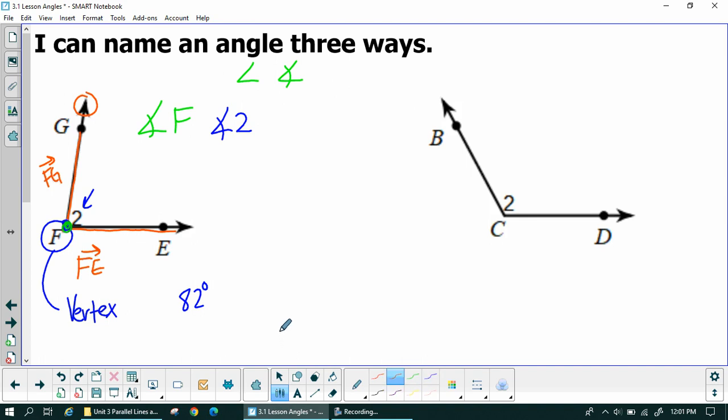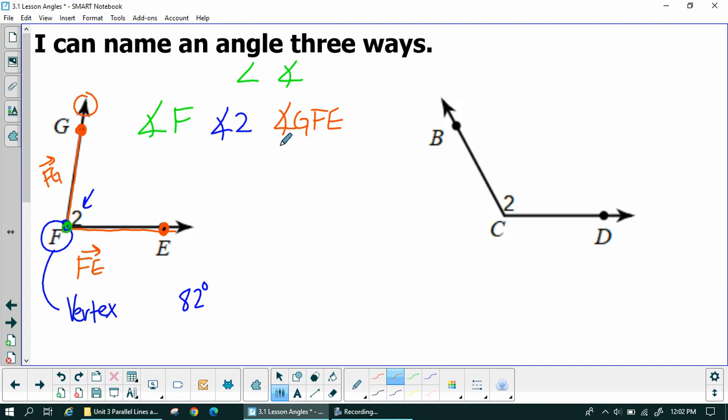And then the other way to name it would be using the vertex and then a point on both of the sides. So using three letters. So there's a point on each of the sides. There's G on one side and E on the other. And F is in the middle. The vertex is in the middle. So we could name this by calling it angle GFE. And notice the vertex is in the middle.